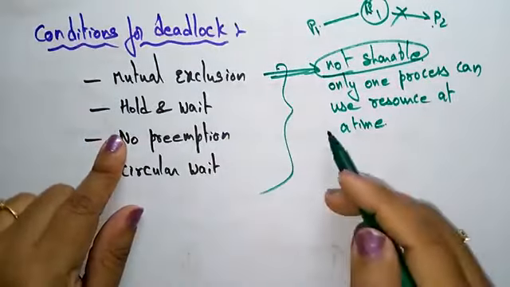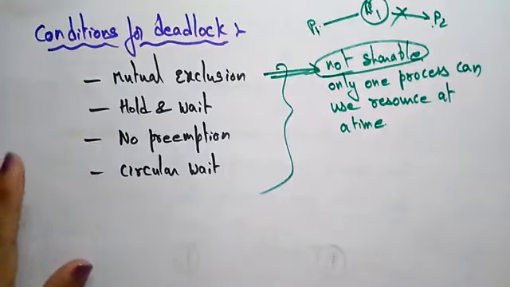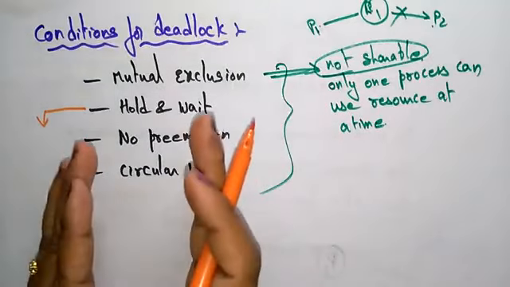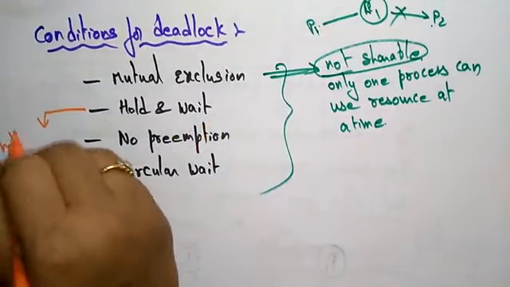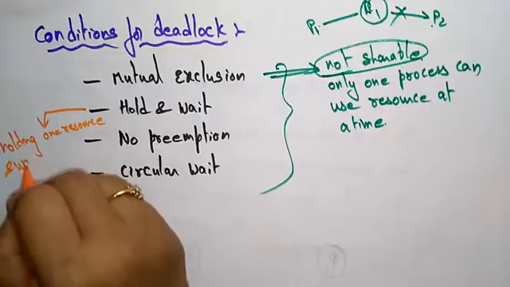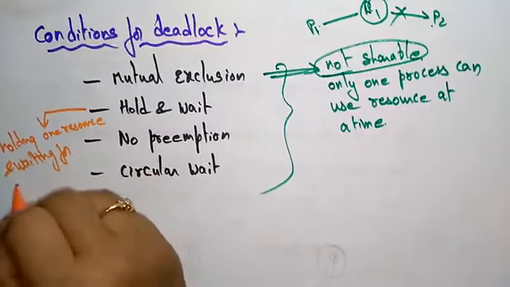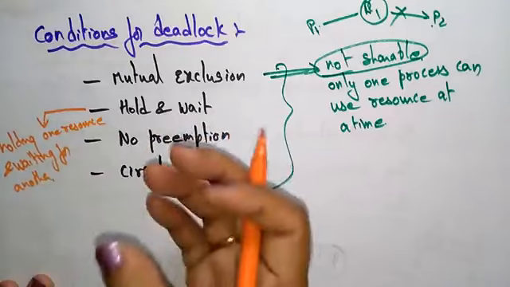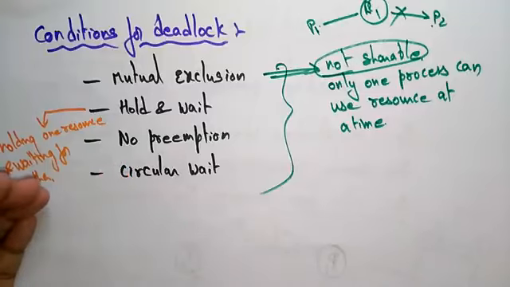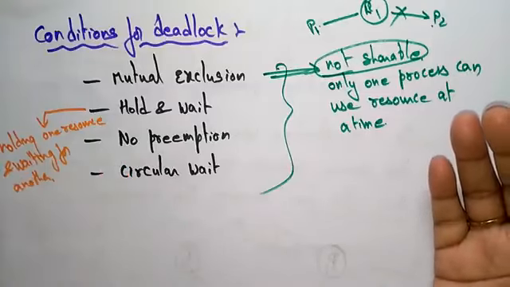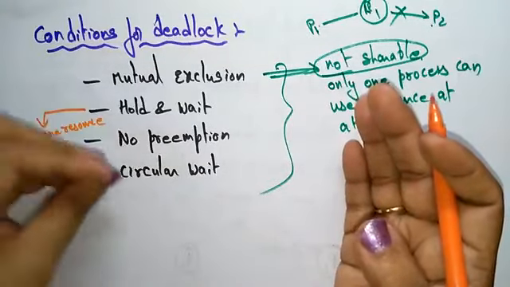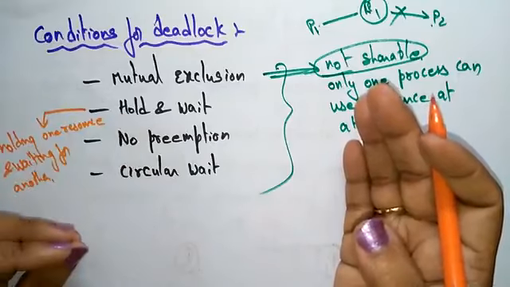Next, hold and wait. Hold and wait means a process is holding at least one resource and waiting for another. Already that process is holding one resource. It is not released, and even though it is not released, that process is asking for another resource. That is, one resource is held and it is waiting for another to come. So that case leads to a deadlock. This is one of the possible conditions for deadlock.